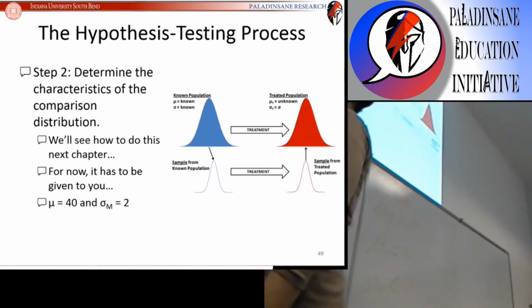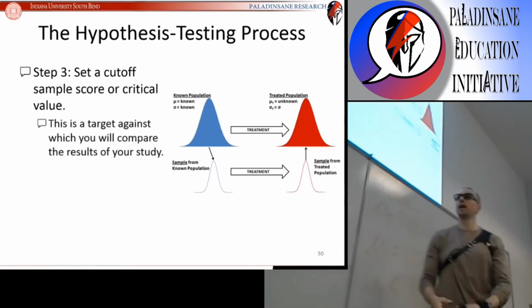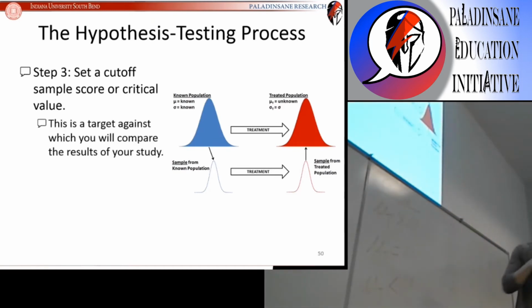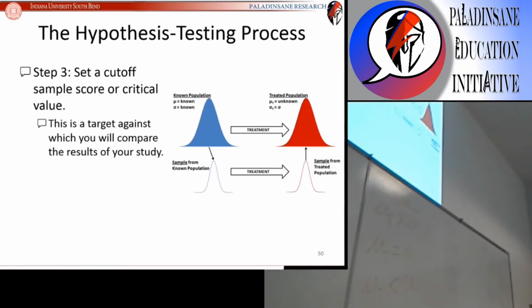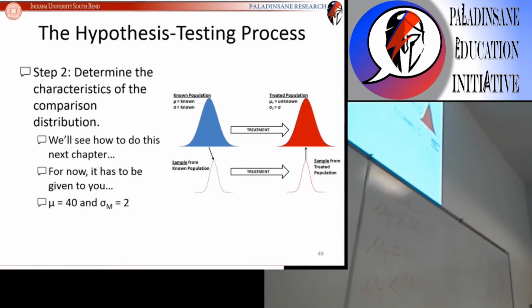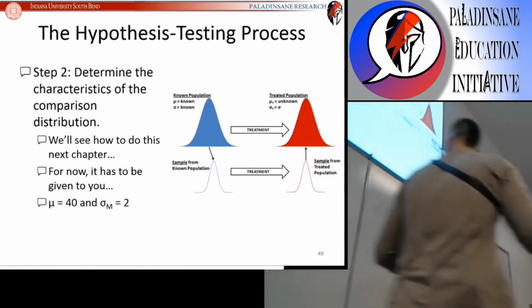Now we go on to step 3, and we're going to set a cutoff sample score, or critical value. This used to have to be given to you, but now we know how to do this. Now we've got to draw the lines in the sand that we will compare our test values to. So let's draw some of this out. We have our comparison distribution that was given to us in step 2. This is what we're going to compare our sample to, and it has a mean of 40 and a standard deviation of 2.